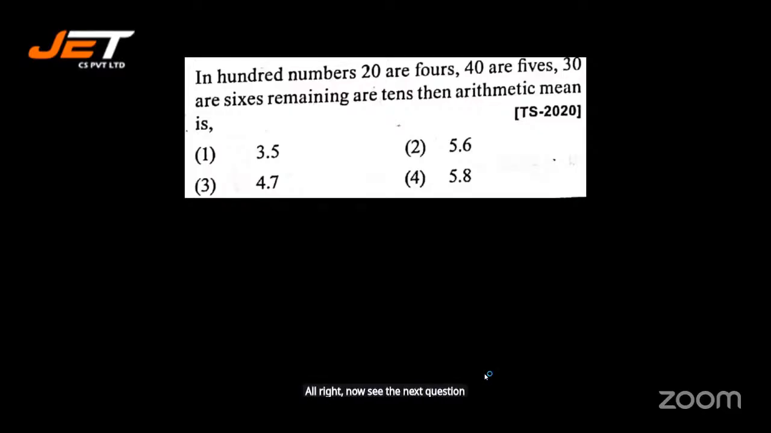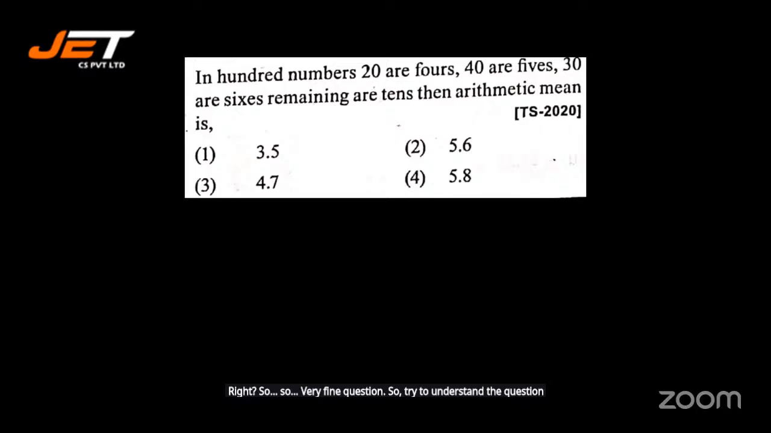In 100 numbers, 20 are 4s, 40 are 5s, 30 are 6, the remaining are 10s, and then arithmetic mean is dash. Right? So it's a very fine question. So try to understand the question, students.